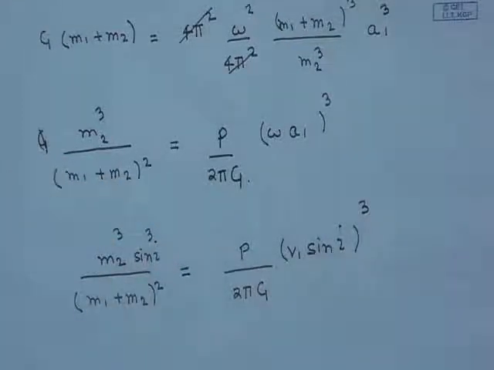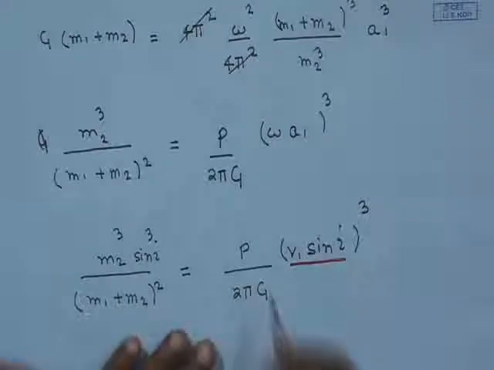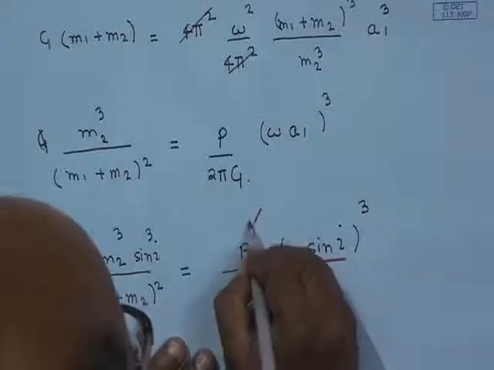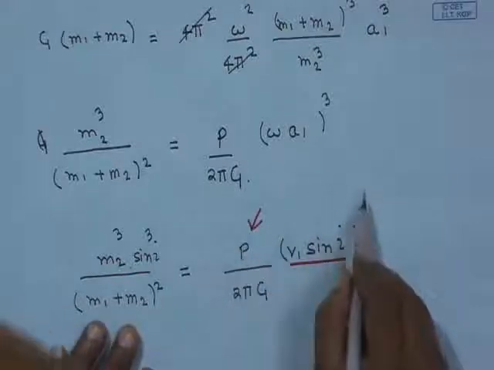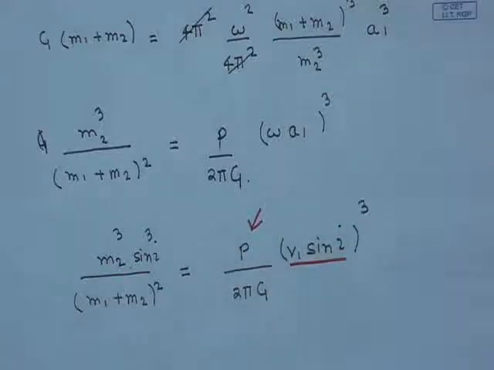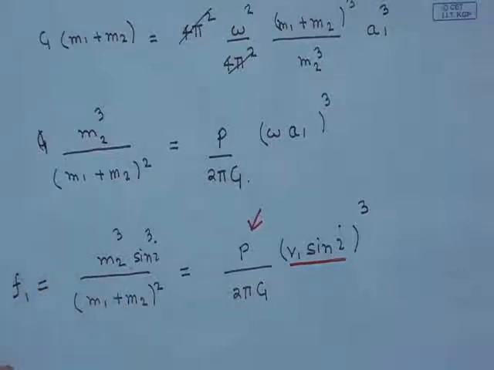So, these are two quantities. This is something I can determine from observations. This also can be determined from observations. 2 pi G we know. So, the right hand side is something that we can determine from observations, and this gives me what is called the mass function for the object 1.